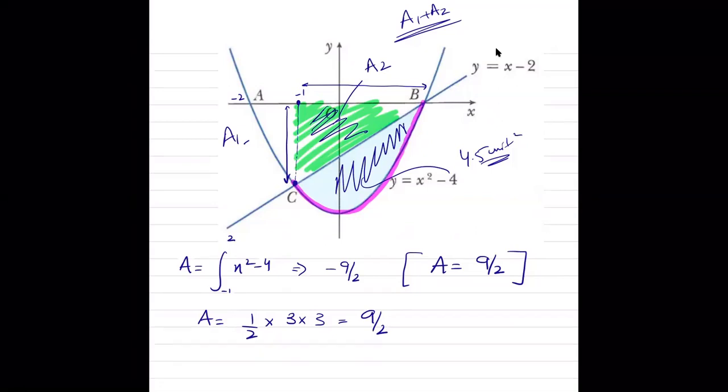Is the area of the triangle coming out to be same, right? I think so. Please confirm this answer: the integration of x square minus 4, is it coming out to be minus 9 upon 2? I'll just check.